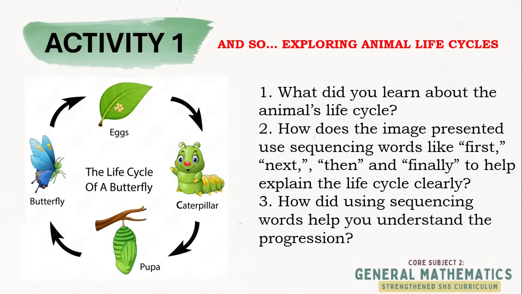Let's have the third processing question. How did using sequencing words help you understand the progression? Using sequencing words helps us see how each stage leads to the next in a logical order. It made the process clear and helped us remember the correct sequence of changes in the butterfly's life cycle.